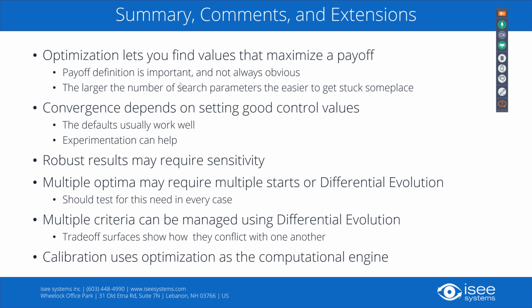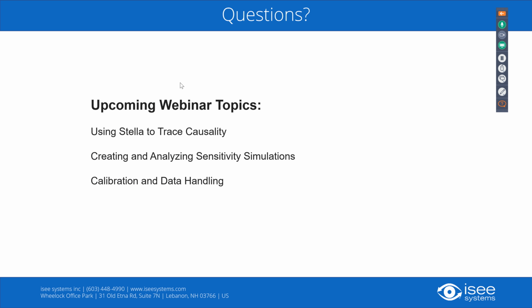I didn't talk much about differential evolution, but it's actually a more broad optimization technique than what I've shown here. You can have multiple criteria that are potentially conflicting, and that allows you to create trade-off surfaces that show how much of one thing you can get versus how much of another and how they influence one another. And then finally, calibration, the process of fitting a model to data, is something that uses optimization as a computational engine, and we will be talking about that in a future webinar.